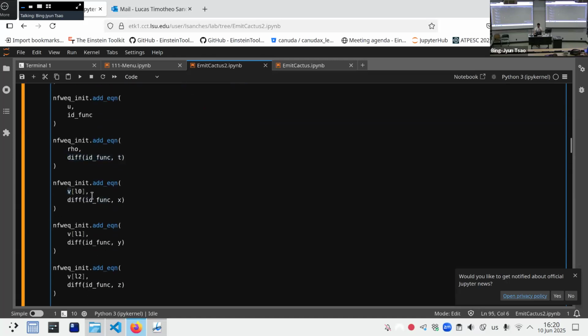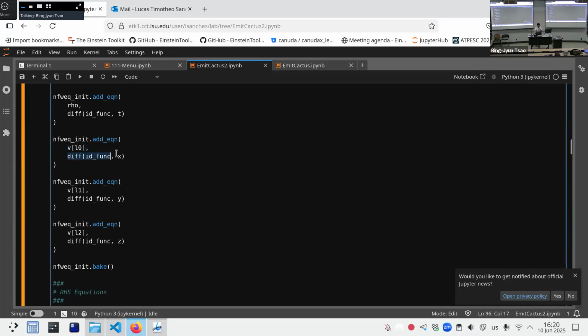V, the three components of V are the x, y, and z derivatives of u. So I am writing explicitly here that VL0 should be the x derivative of the initial data, VL1 the y derivative of the initial data, and VL2 the z derivative of the initial data.